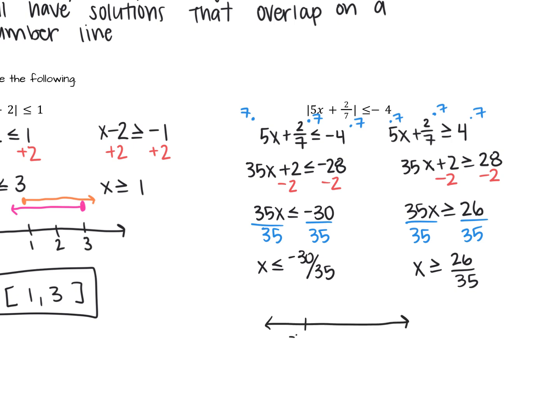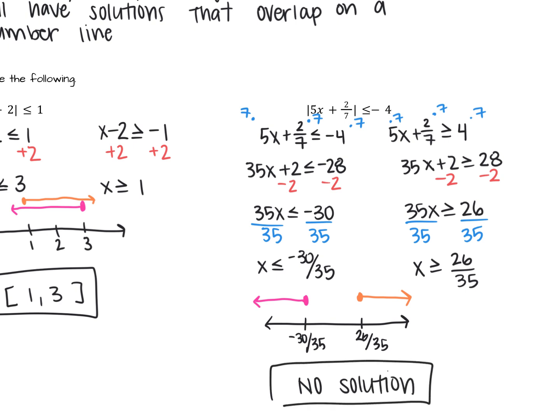It doesn't matter what negative 30 over 35 is. Wherever that falls on the number line, 26 over 35 is greater than that. With my solutions, everything less than or equal to negative 30 over 35, closed circle, everything to the left. For everything greater than or equal to 26 over 35, closed circle and everything to the right. If I'm looking at my solutions on my number line, there is no overlap. The requirement of an absolute value inequality with a less than or equal to is that my solutions have to overlap on my number line. Since they don't, this is an example of no solution.